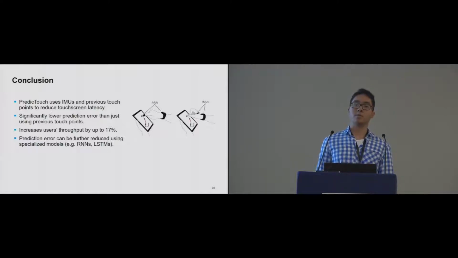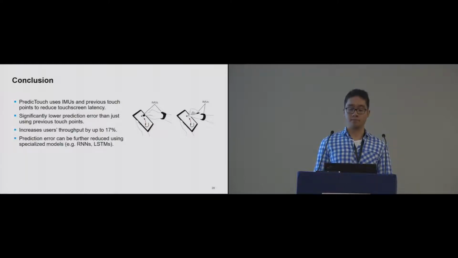So in future work, we plan to investigate more specialized models like recurrent neural networks or long short-term memory models to further reduce the prediction error in general. And also we want to investigate techniques known from machine learning competitions such as ensembles, bagging, or boosting to reduce the prediction error. So thank you for your attention, and I'm open to any questions now.